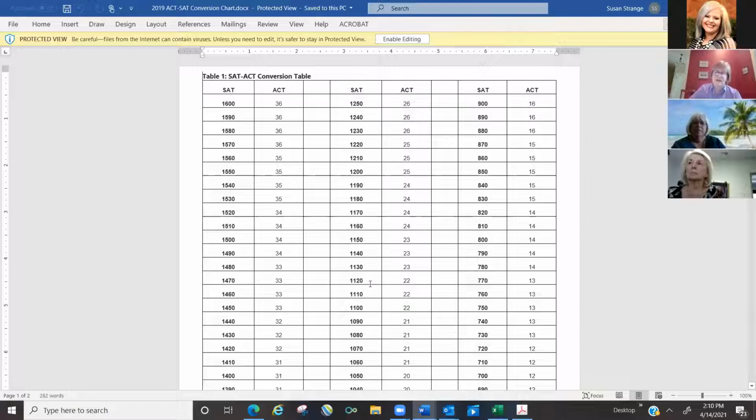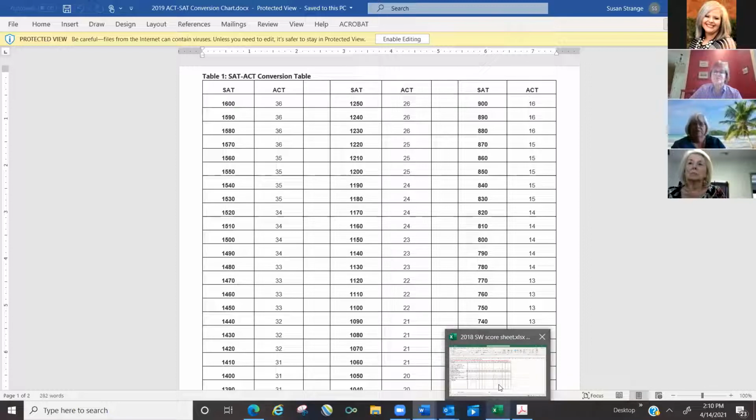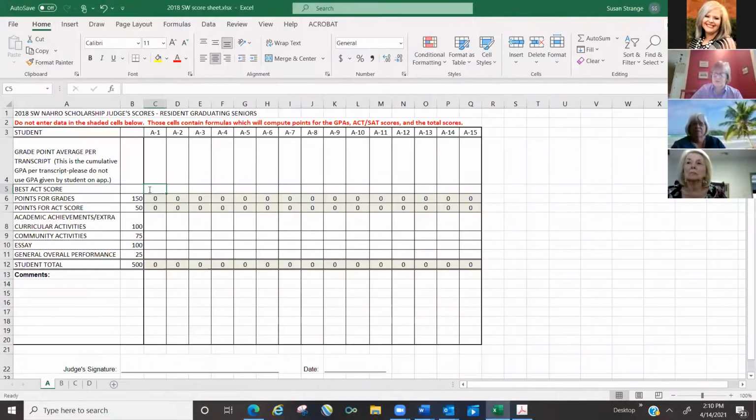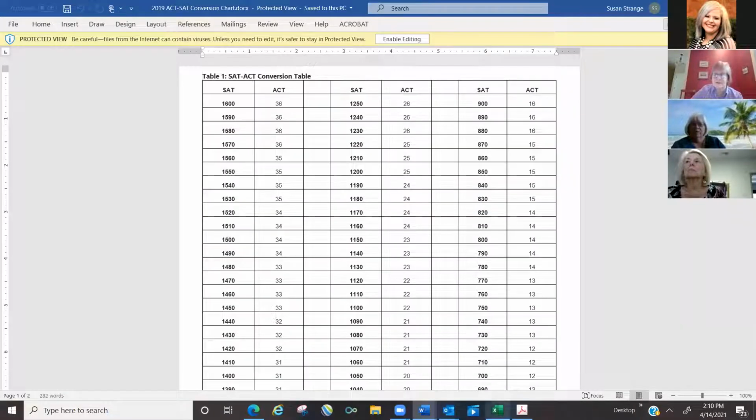Well, there won't be a 25 because it's by 10. So 1120 would be 22. You don't use 1120 on your sheet, but you would use 22. So you'd go back to that score sheet and you'd put in 22. Of course, if you try to put 1120, I think you would see that it's messed up. So that's how you use the conversion sheet. It's not always needed, but it is sometimes.